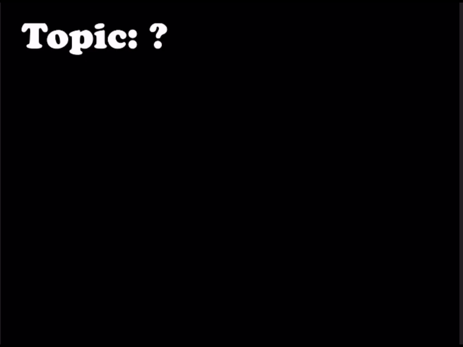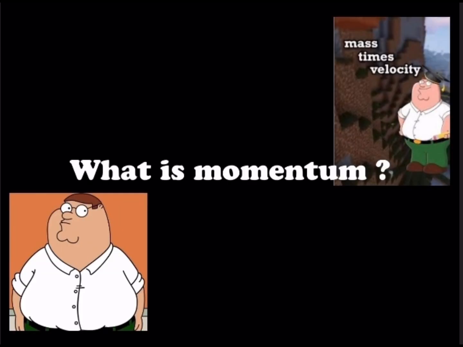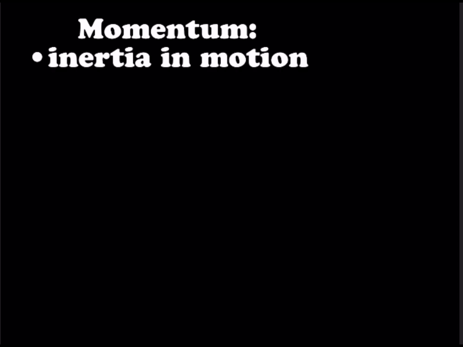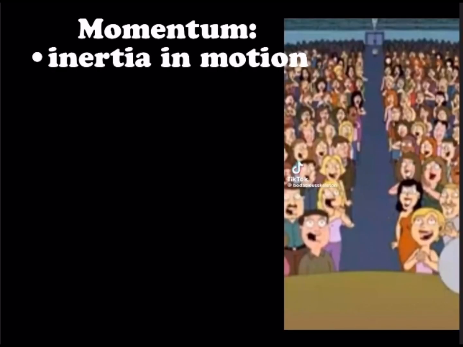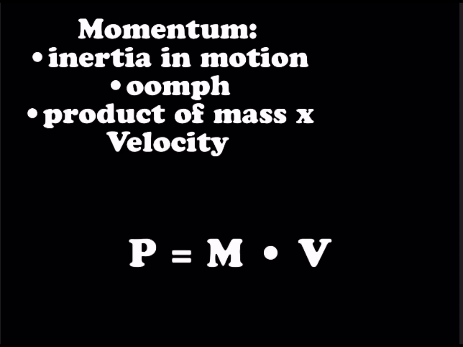The topic I'll be conveying through Family Guy is the conservation of momentum. But first, we have to cover, what is momentum? Momentum is described as inertia in motion. A lot of momentum is seen as a lot of speed. Momentum is also known as the product of mass times velocity.